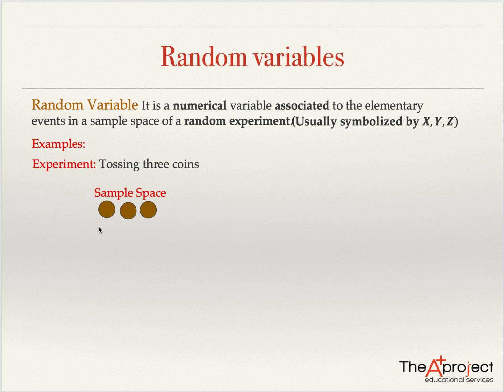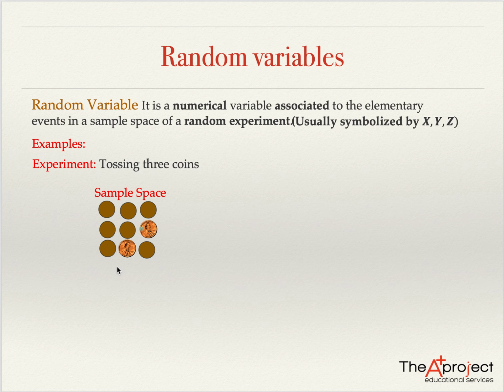Another possible outcome will be, for example, the first coin is a head, the second is a tail, and the next one a tail. Or maybe the head is in the second coin, only one head, but the head is in the second coin. So another possible outcome will be like this. We obtain tail, head, and tail.